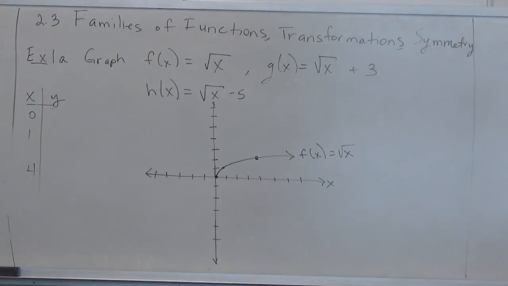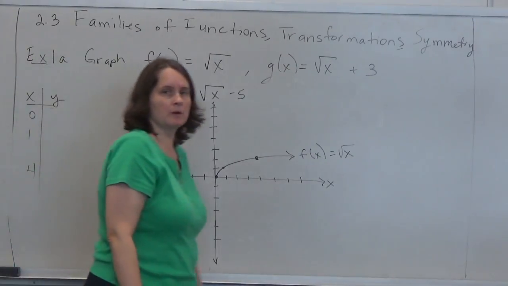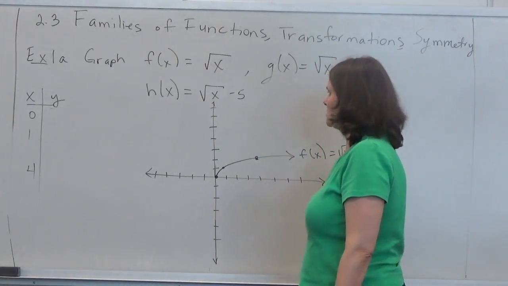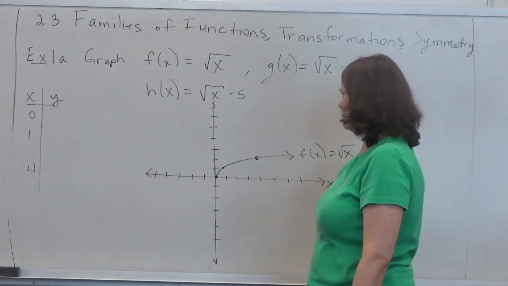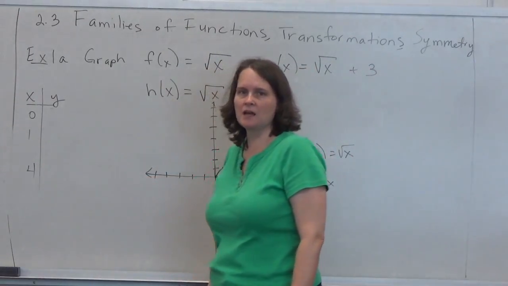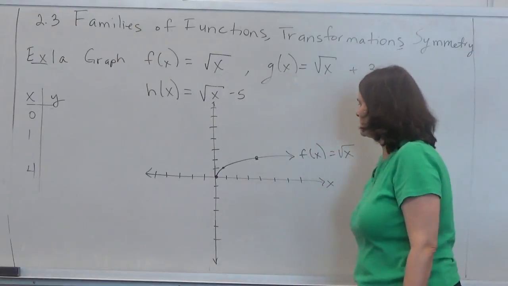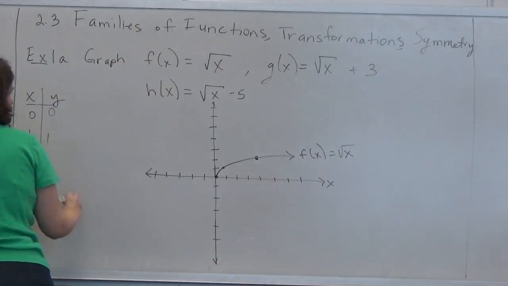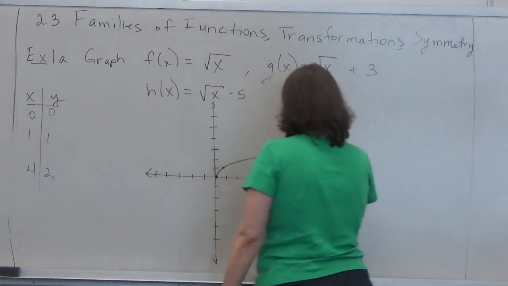For example, 1a, we're asked to graph f of x equals square root of x. This piece I've already done for you because that was from section 2.2. In section 2.2, we did our square root function. We put in 0, 1, and 4 to give us nice whole numbers back. And that gave us y values of 0, 1, and 2, which gives us this graph here for the square root of x.